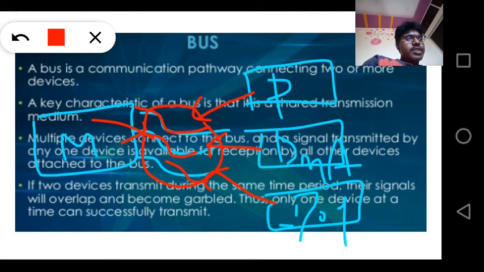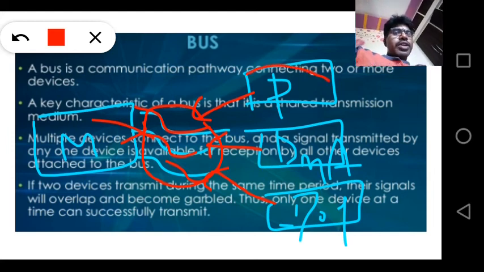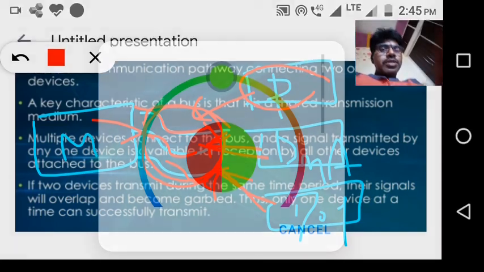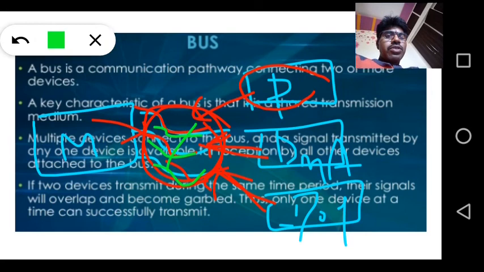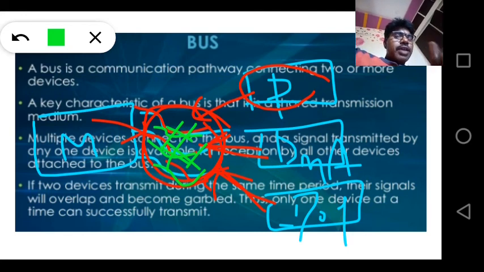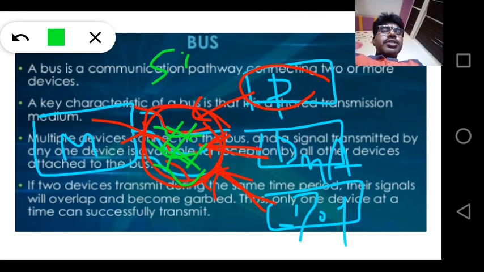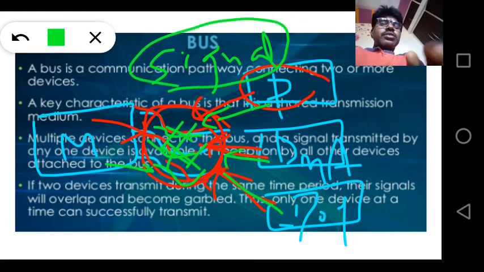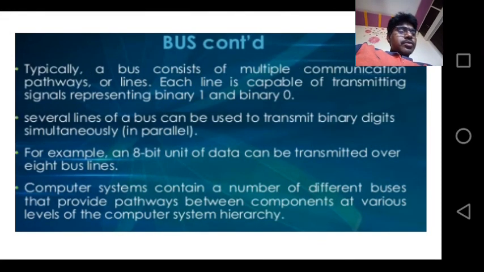If two devices transmit during the same time period, their signals will overlap and become garbled. Thus, only one device at a time can successfully transmit. So only one device has to use this system bus. It is the most important thing. All the devices cannot send the signal at the same time, because the signals will collide with each other. So only one device can grab the system bus and send signals. We speak about signals because these electronic devices communicate by sending signals only. This is most important.